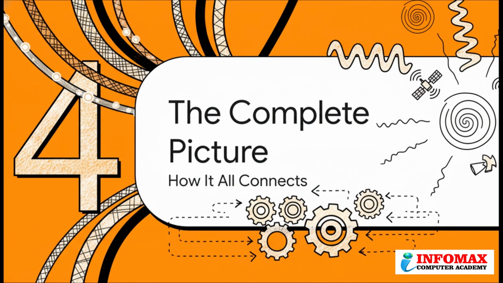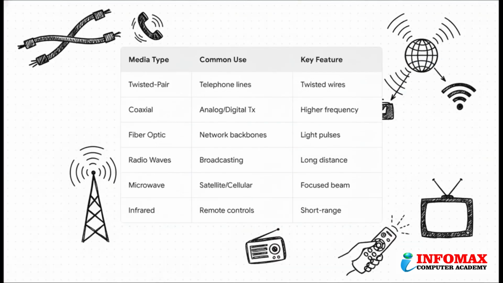So, we've seen the wired world and the wireless world. We've looked at cables made of copper and glass, and we've explored waves traveling invisibly through the air. Now, let's put it all together and see the complete picture. This table just lays it all out, doesn't it?